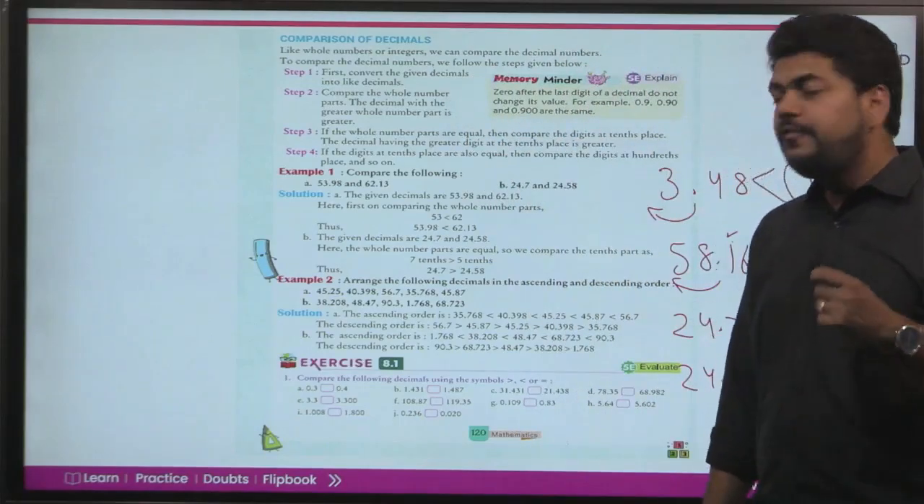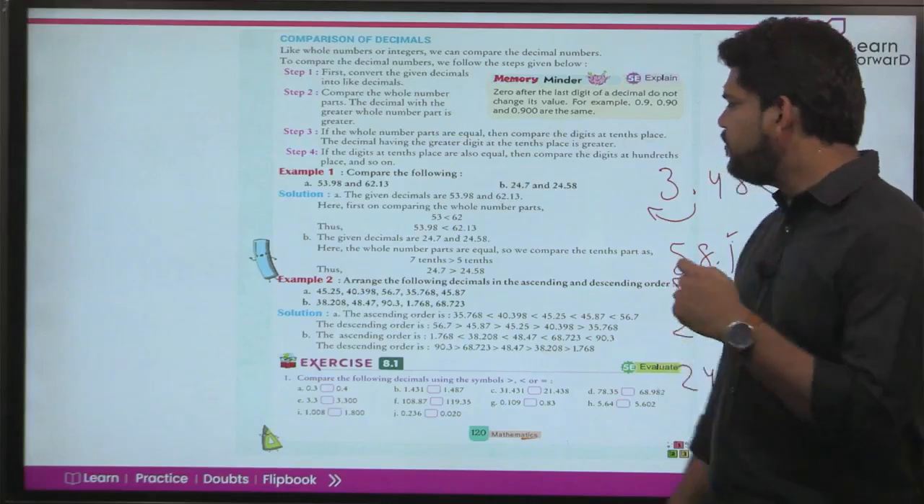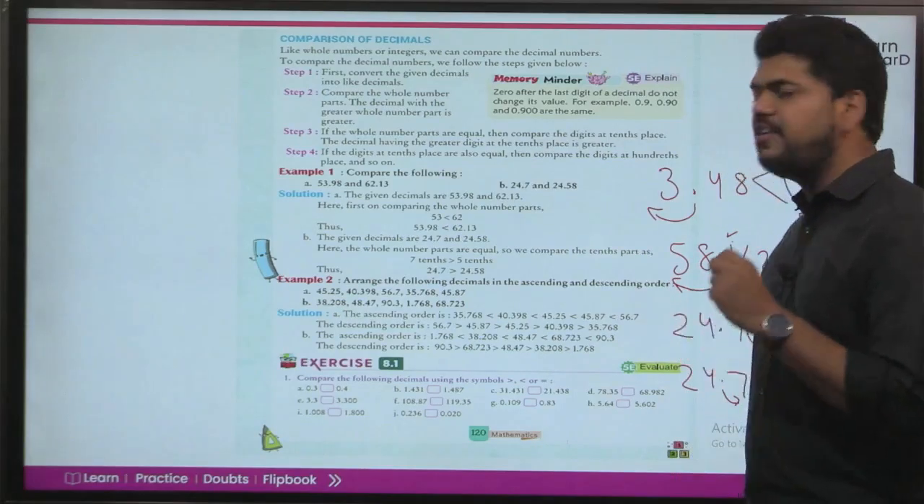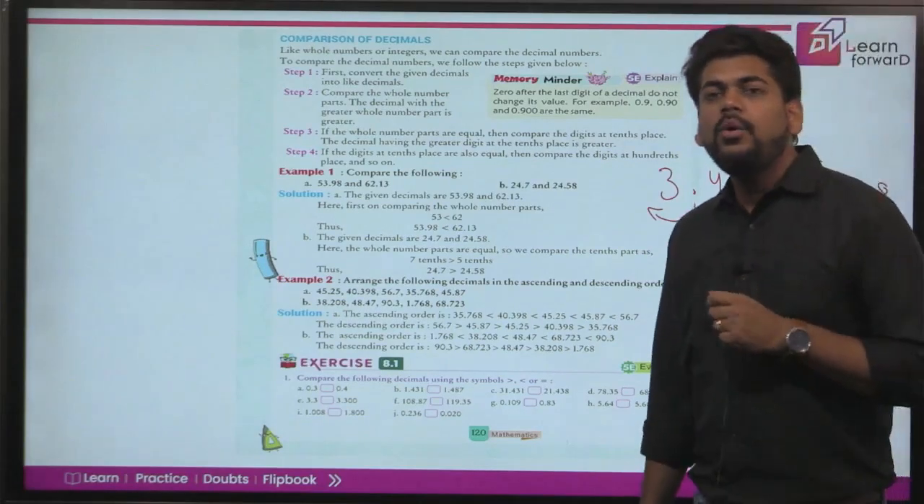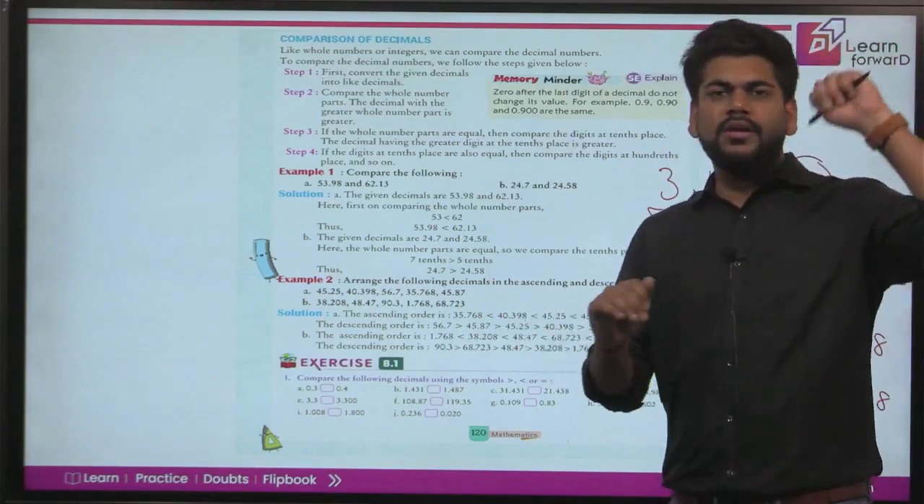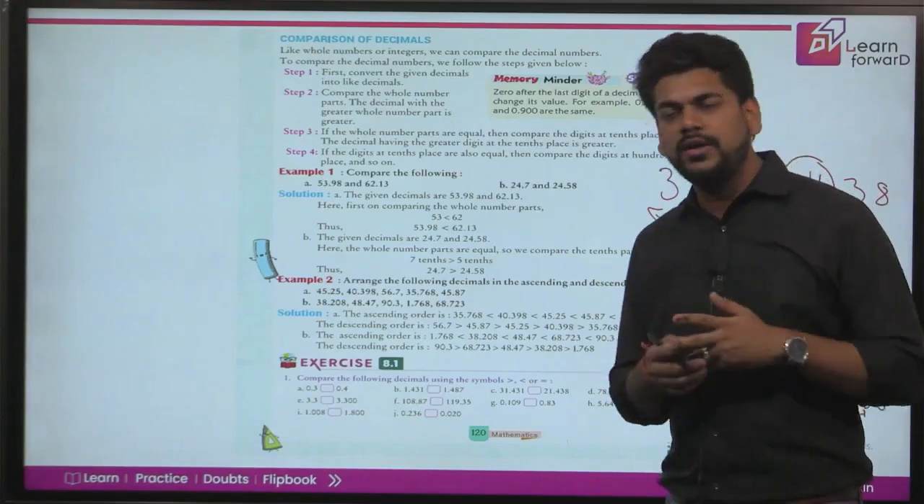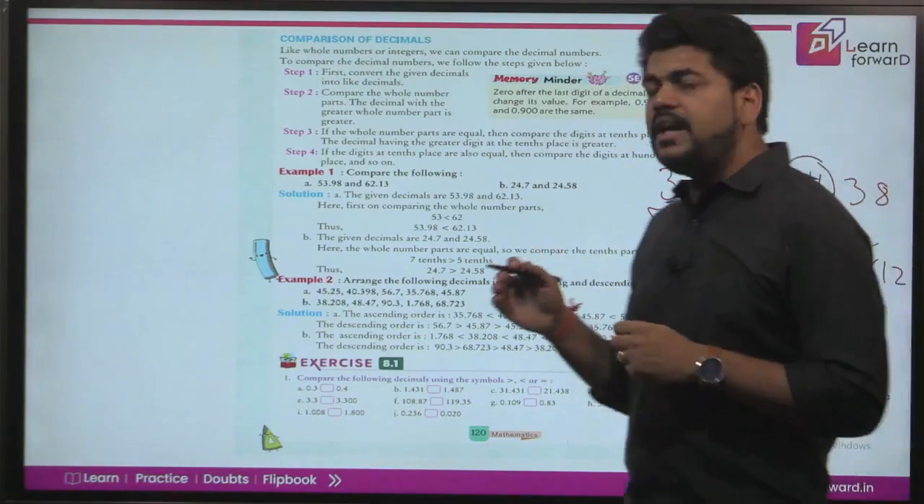45.25, 40.398, 56.7, 35.768, 45.87. Now ascending order is smaller to greater. Now we have to convert in descending. Let's just first arrange it in ascending order. Fine. Ascending is smaller to greater.